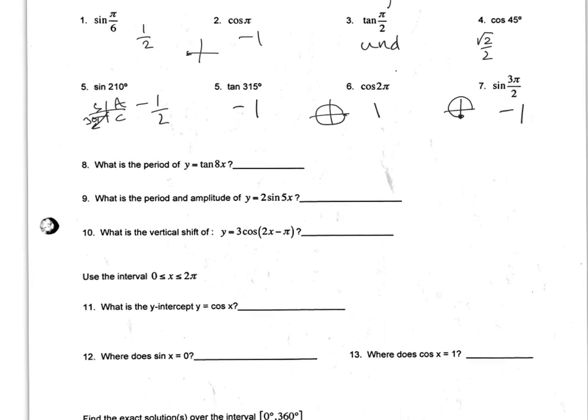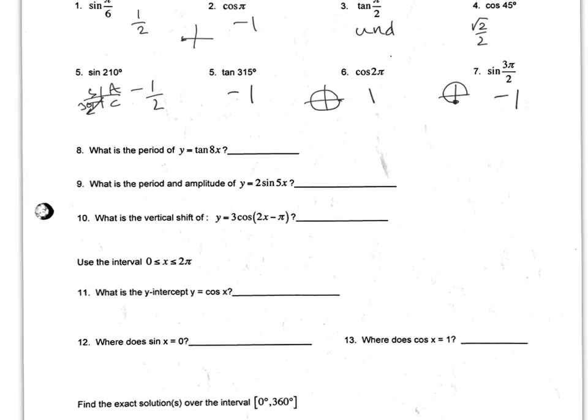You'll be asked some questions about parts of a graph. Some tips on this. For the period of tangent, remember period is pi over b, and b is the number in front of the x. So this one is simply pi over 8. For sine and cosine, the period is 2 pi over b. Amplitude is the number right in front, that's your a. So here our amplitude is 2, and the period is 2 pi over 5.